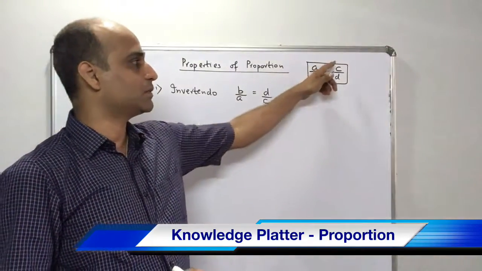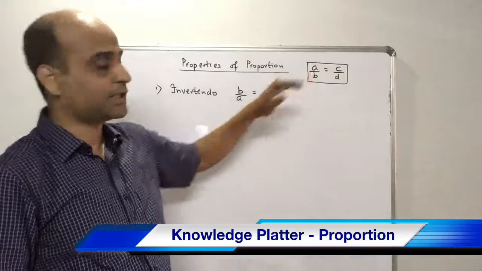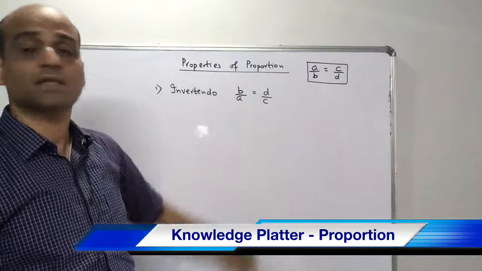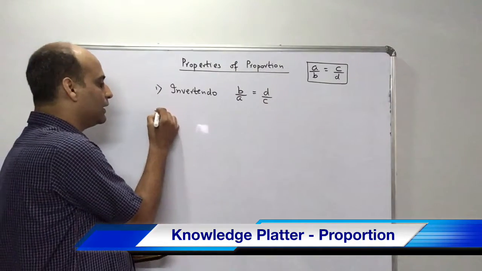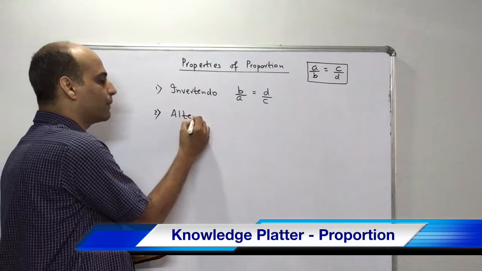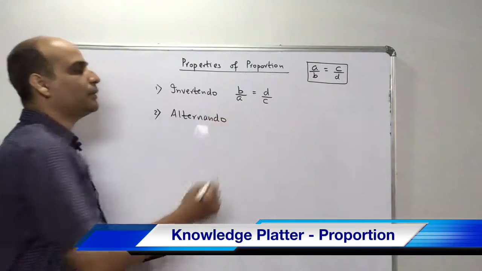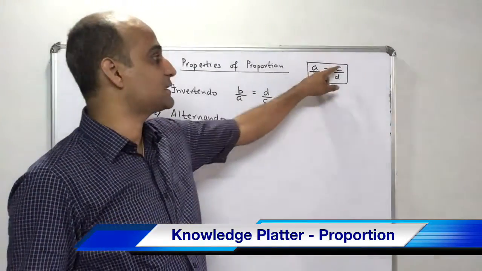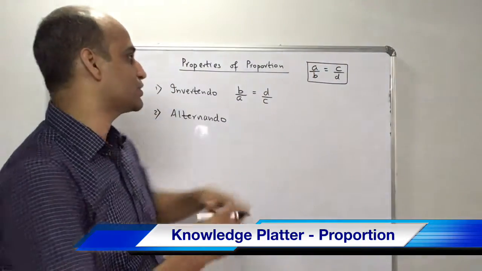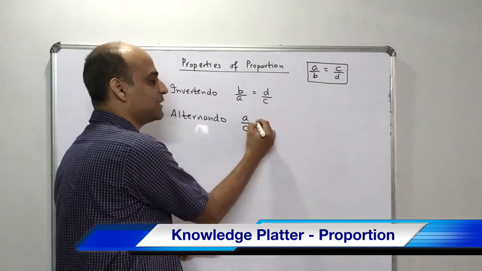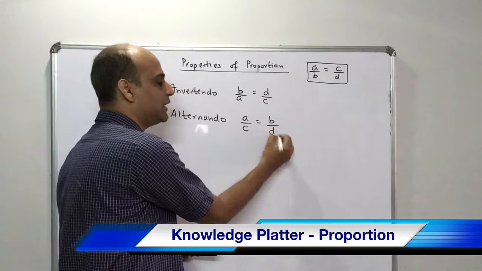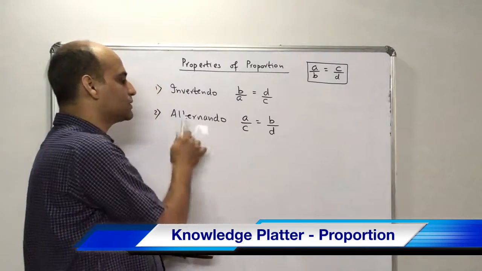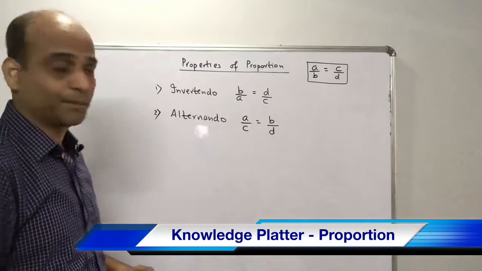So when A by B equals C by D, and if we take the reciprocals on both sides, what we get is invertendo. So B by A equal to D by C is invertendo. Next is alternando. Now here what we do is we just interchange the position of the mean values. Now we know B and C are the mean values. So if I just interchange the position, that is A upon C equal to B upon D. Extremes remain as they are. You just interchange the mean positions. So we get what? Alternando.